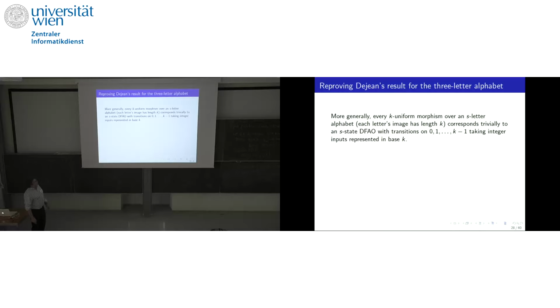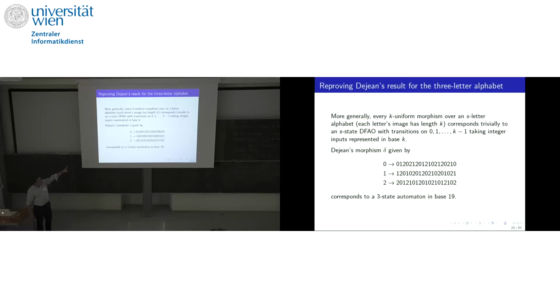Okay, so can we do the same thing with Dejean's theorem for the first theorem about the three-letter alphabet? Remember that she had this morphism. 0 goes to, and now this is a 19-uniform morphism. Check to see that I didn't make a mistake. That's important. You have to tell the base.